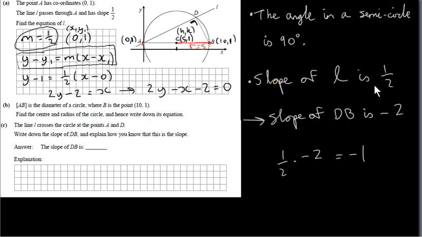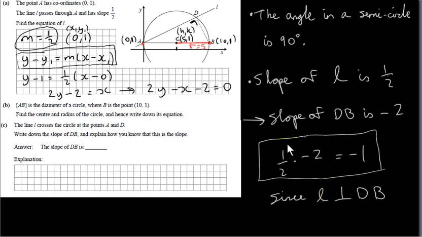We know that the slope of the line L is a half. We were given that. Then we know that the slope of DB must be minus 2. Why is that? Because if we multiply these two slopes together, we get minus 1. Here we've used the fact that the line L is perpendicular to the line DB.